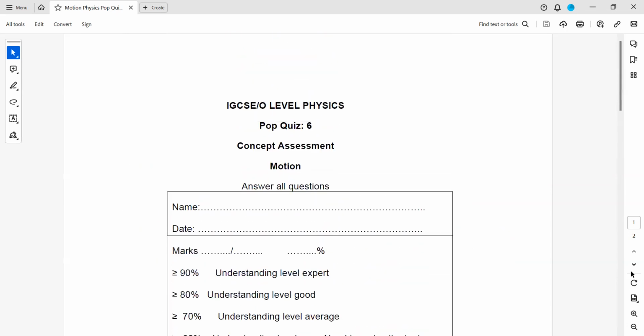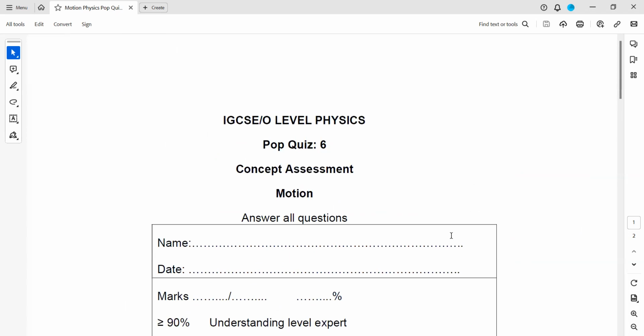So this was pop quiz 6, which was related to motion. Motion is a very common topic in past exam papers. You will find a variety of questions. Almost every year there's a question from this topic, like motion, momentum, forces. These are the topics which you will always find in the exam.